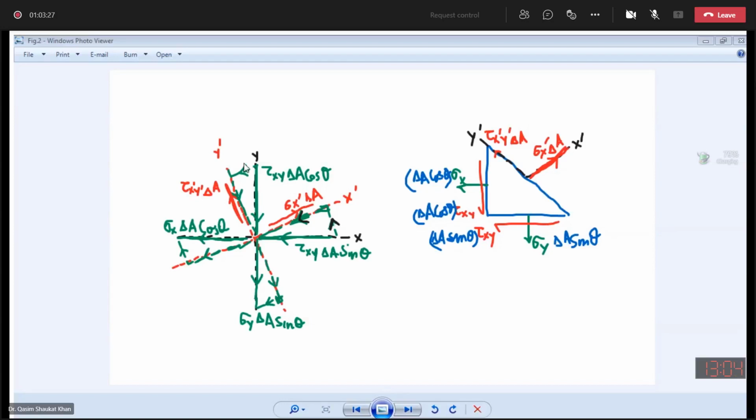Guys, please draw this figure, take your time, understand each and every direction. If you have a query about any force resolution, ask me now, because this is important. If this figure is correct, then you can simply apply the equilibrium equation to obtain the summation of forces about x dash axis, summation of forces about y dash axis.